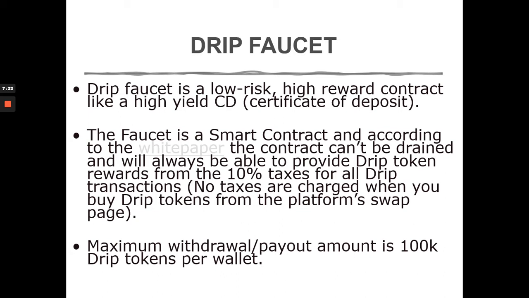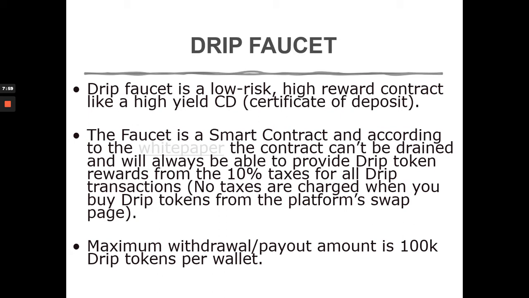And the maximum withdrawal payout amount is 100,000 drip tokens per wallet, which is quite a lot. But there are people who are maxing out, especially people who got in at the beginning when it was like $7 or $20 and so forth. And that's per wallet, so some people are creating multiple wallets to balance that as well.